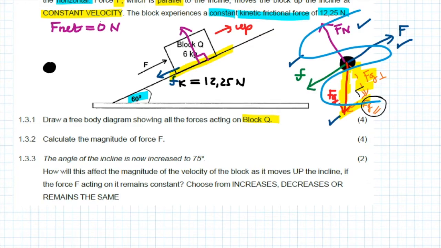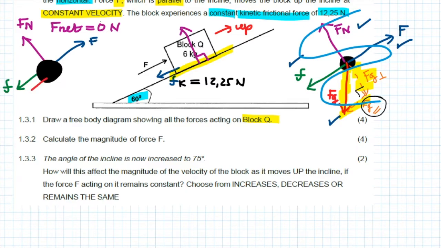So everything else stays exactly the same. We have the normal force up the incline, we have F, we still have the friction force, but then we're going to draw in the components. Don't draw them in at angles. They must be parallel to the surface and perpendicular to the surface. So in need, draw the dot bigger.